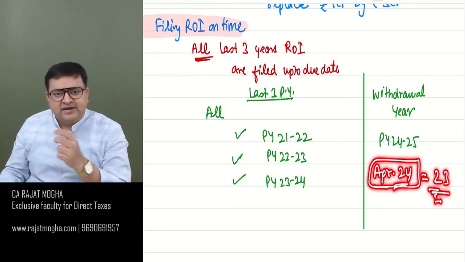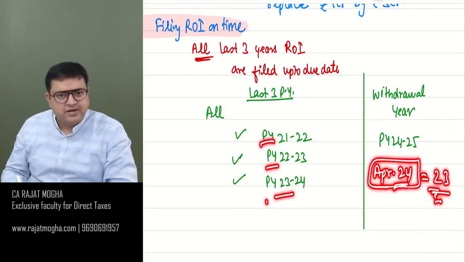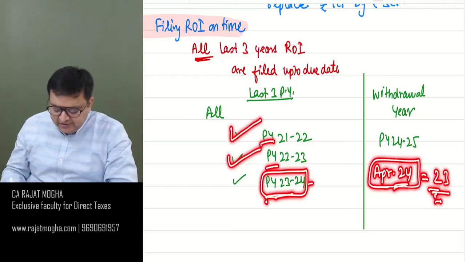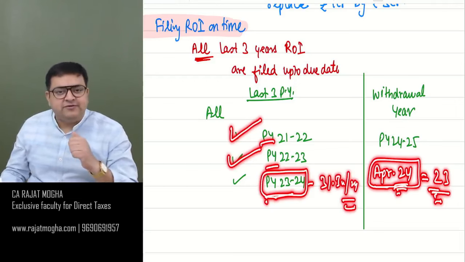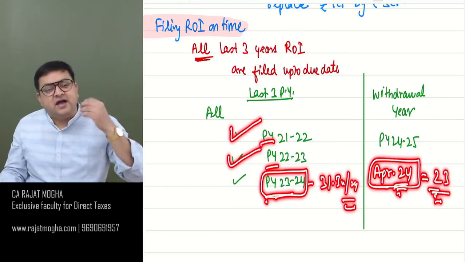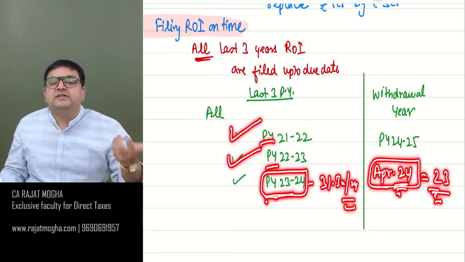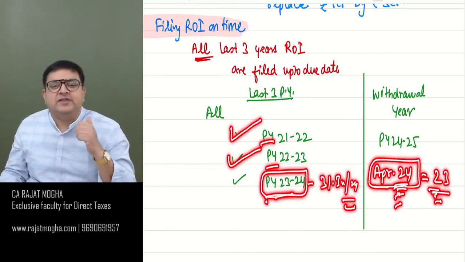So in April 24, he is withdrawing 23 lakh. I will see his last 3-year returns. These 3 years' returns were filed on time. And what was the due date of this year? The due date of this year is 31st July 24. And right now I want to see in April 24, so this due date has not yet expired, right? Satish is saying, sir, I will be filing this return also on time. But guys, I don't know now whether Satish will be filing it on time or not, because I want to know in April 24 whether it is filed on time.